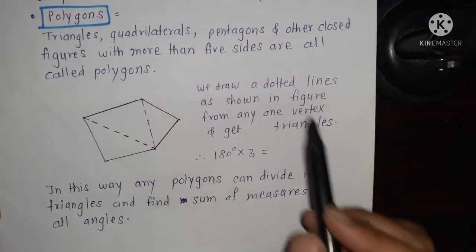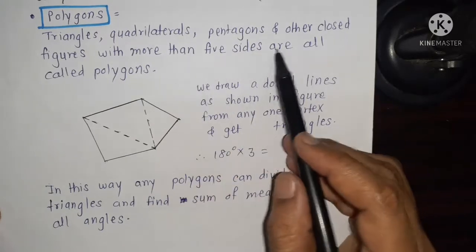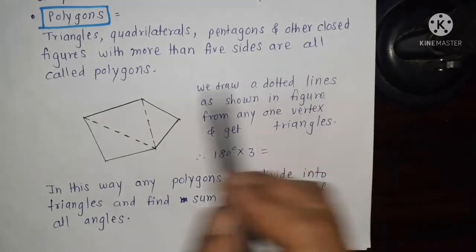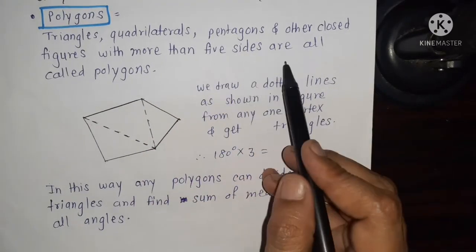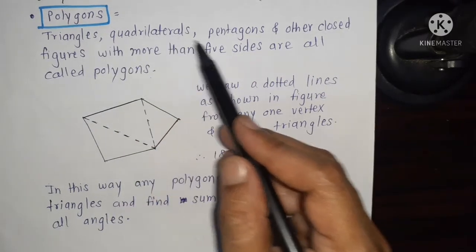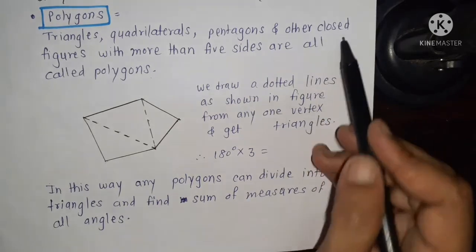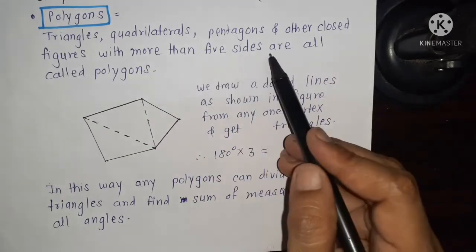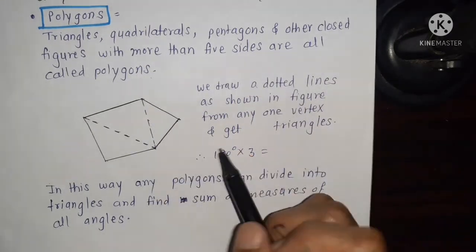Polygons. Triangles, quadrilaterals, pentagons and other closed figures with more than 5 sides are all called polygons.